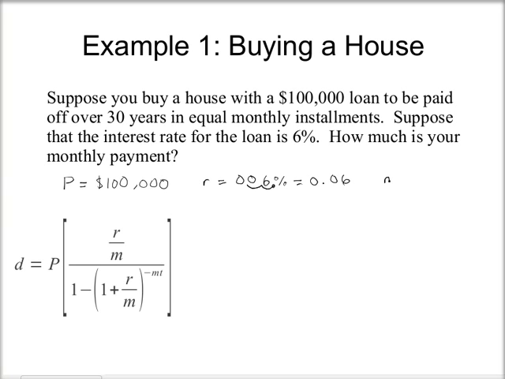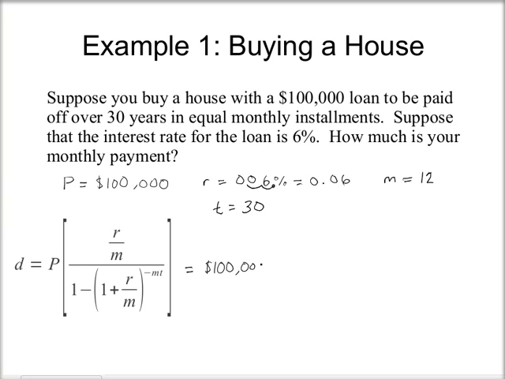What about M? M is the compounding period, and here I'm making monthly payments, and for a conventional loan, the interest is compounded each payment period, so I've got interest compounded monthly, which means I'm going to have 12 compounding periods per year. So M is equal to 12. And finally, I need to know what T is, and T is the period of the loan. I've got a 30-year loan, so T is going to be equal to 30. So now I can go ahead and plug that all in here.